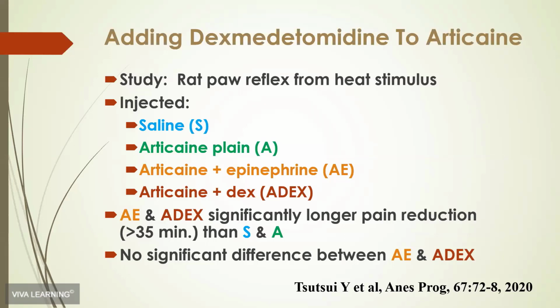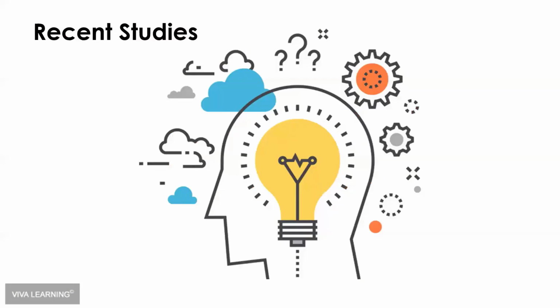So this study looked at putting Precedex with epinephrine, with articaine, and comparing it to articaine with epinephrine. And the articaine Precedex mixture performed equally to the articaine epinephrine mixture. So now you have articaine with Precedex working as well as articaine with epinephrine, and there is zero cardiac effect of the Precedex. So a local anesthetic that works very well without any cardiac stimulation.